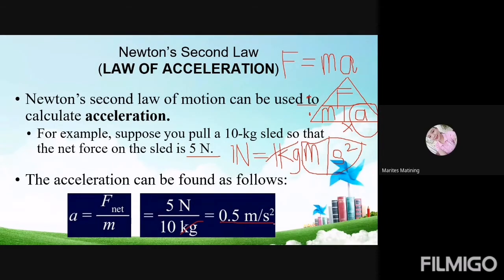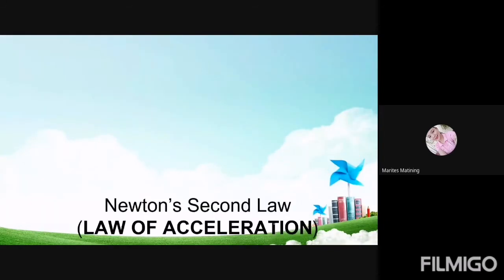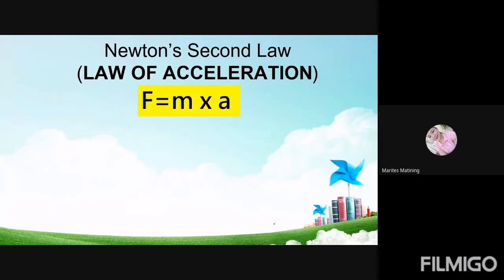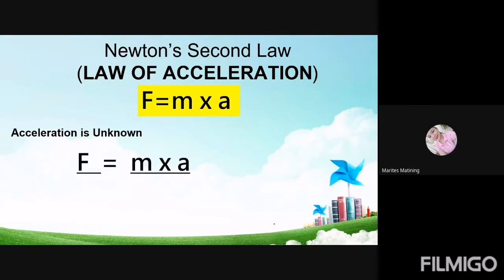Okay, so any question? No more, ma'am. Okay, so did you see why the formula is like that, why it became A is equivalent to F over M and why the unit became meter per second squared? Did you get it? Yes, ma'am. Yes, because you also use that. Okay, so let's proceed. Take note of that. That's our fundamental formula. F is equivalent to mass times acceleration, wherein acceleration is unknown in our previous problem earlier.